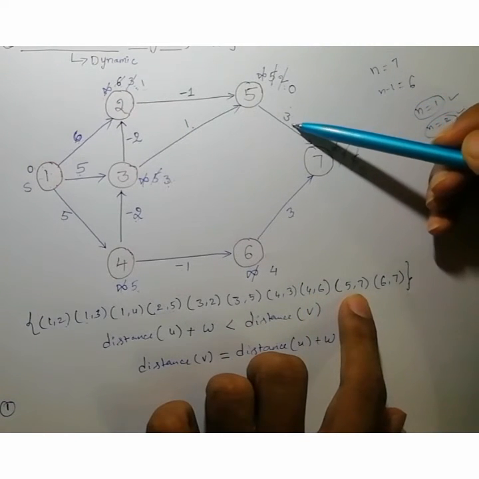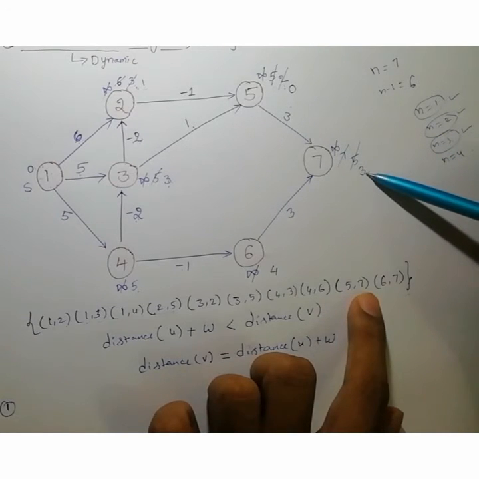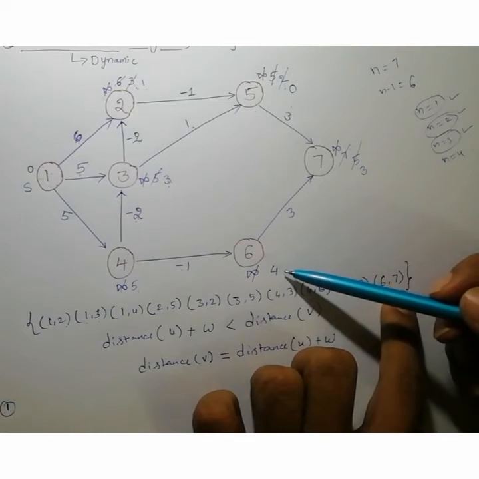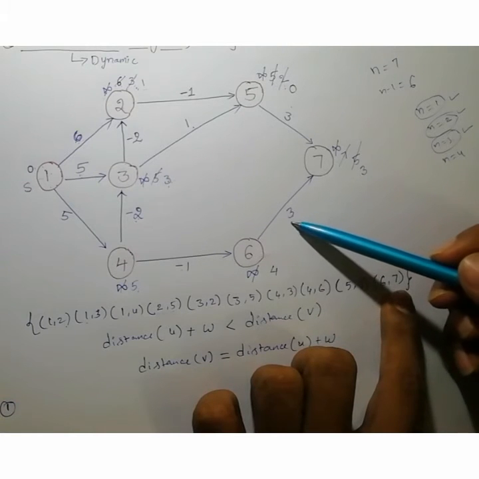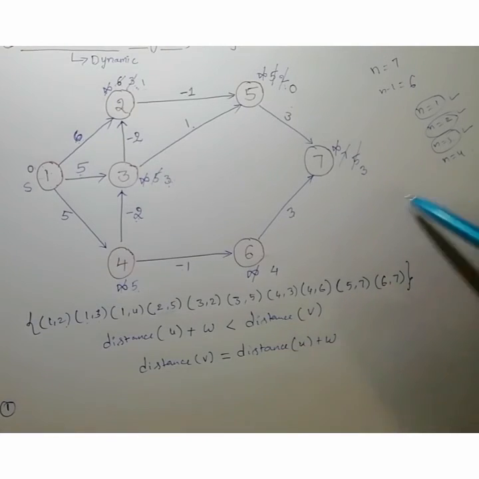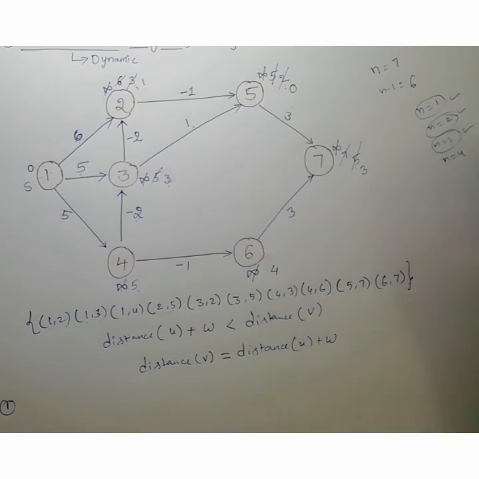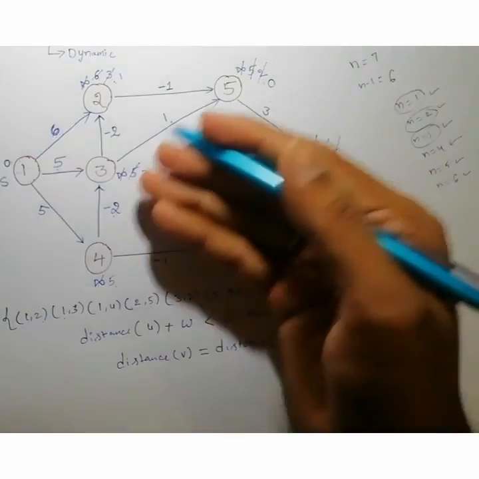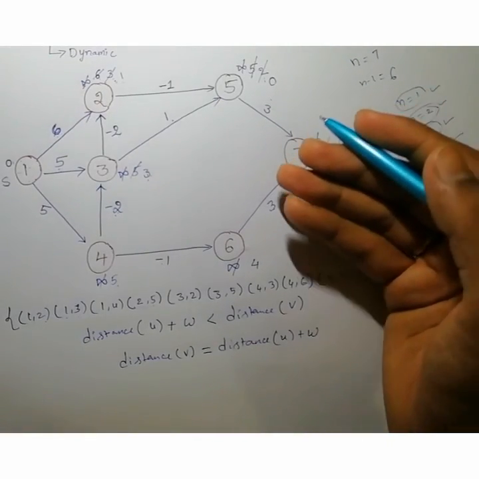Again from 5 to 7. 0 plus 3, that is 3. Is 3 less than 3? No. So don't update. Again 6 to 7. 4 plus 3, that is 7. Is 7 less than 3? No. So don't update. That means no value changed when n is equal to 4. Even when n is equal to 5, also no change will happen. When n is equal to 6, also no change will happen. So these are the final values of these vertices.